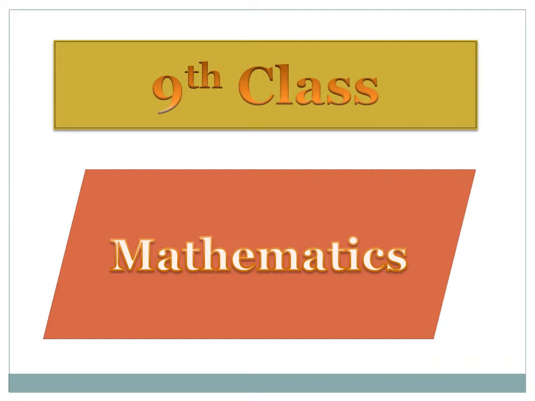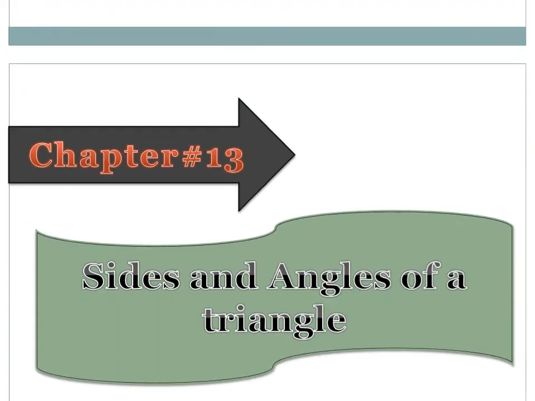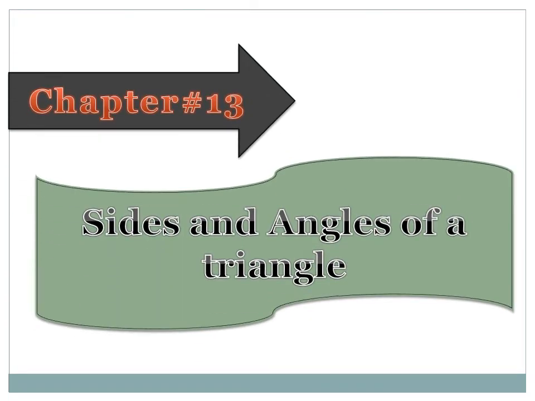We are going to learn about mathematics, in which we have started unit number 13, which is about sides and angles of a triangle. We know that in a triangle, there are 3 sides and 3 angles, and a shape which has 3 sides and 3 angles is called a triangle.